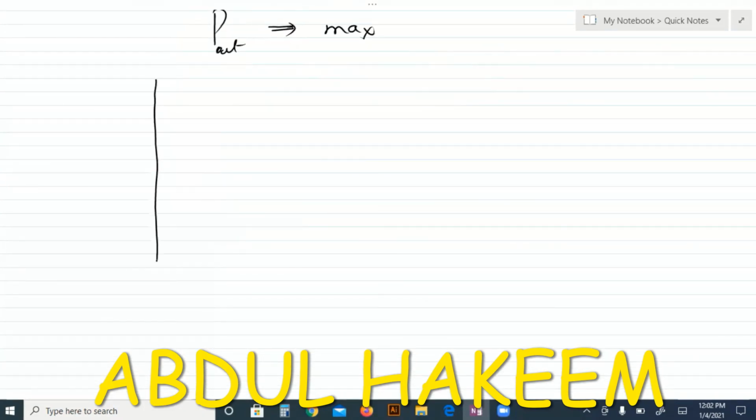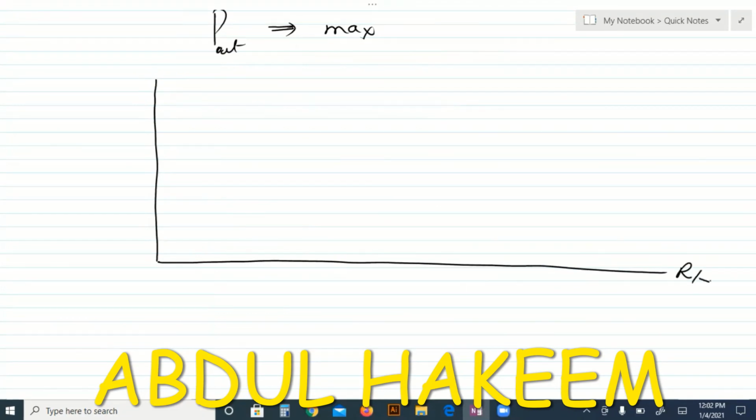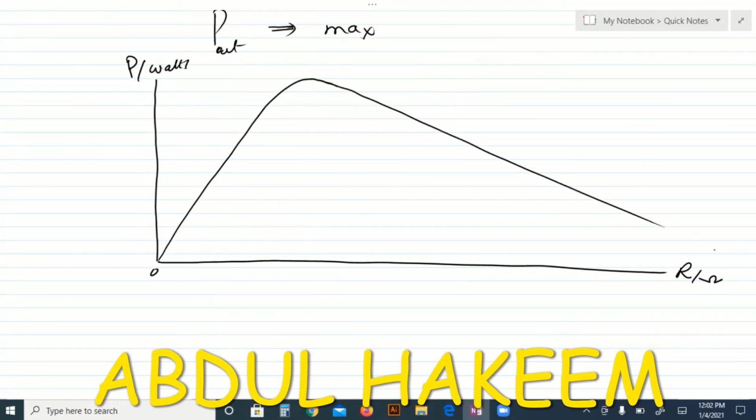For example, we have the external resistance in ohm on the x-axis and the output power in watts on the y-axis. So initially it is increasing and then it is decreasing. And this is the maximum power. Suppose this is P naught, and it is possible only when external resistance equals internal resistance.